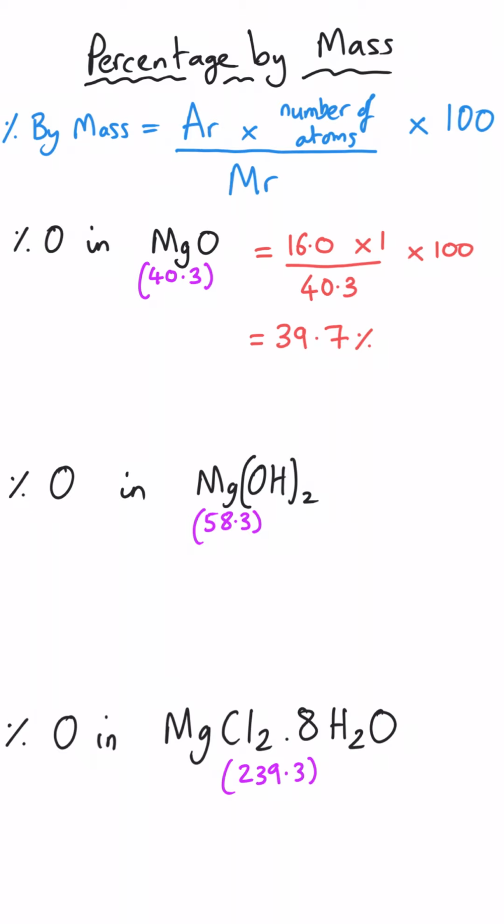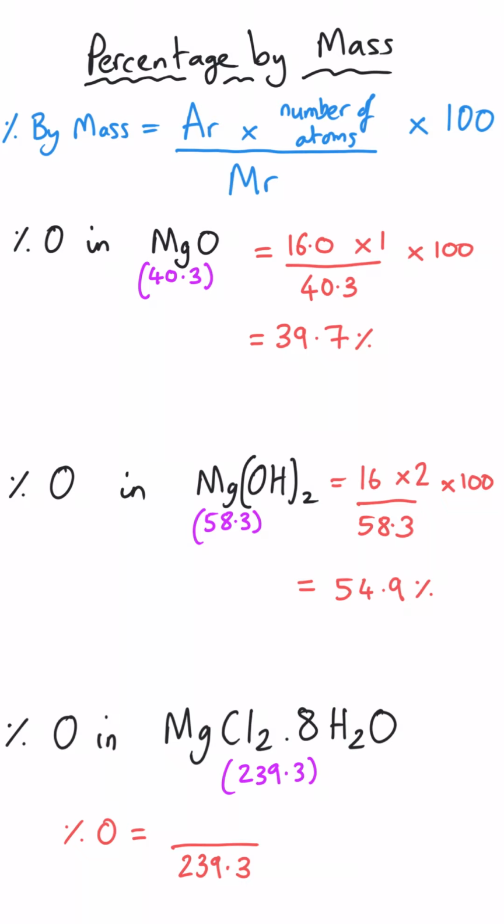In the second one, we're still working with oxygen, so it's still 16 for its AR. We're multiplying it by 2 this time because there's 2 oxygens in that total compound, and then we are dividing it by 58.3 and then multiplying that by 100, and so we get 54.9% as our percentage of oxygen within the magnesium hydroxide. And then last of all, we know our magnesium chloride has a total MR of 239.3.